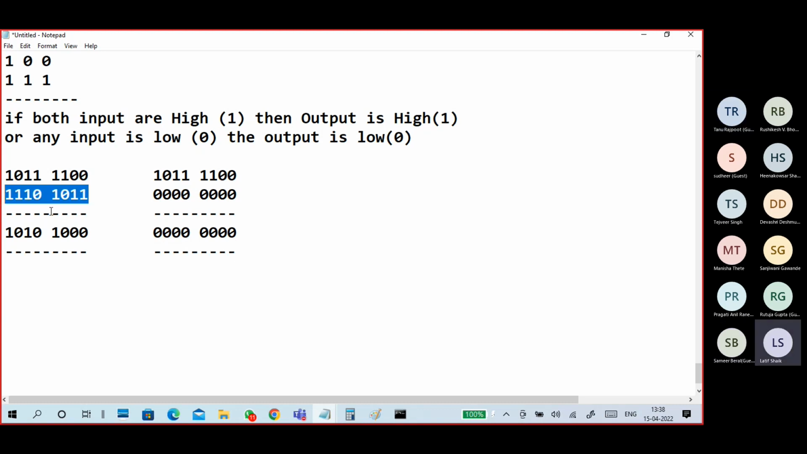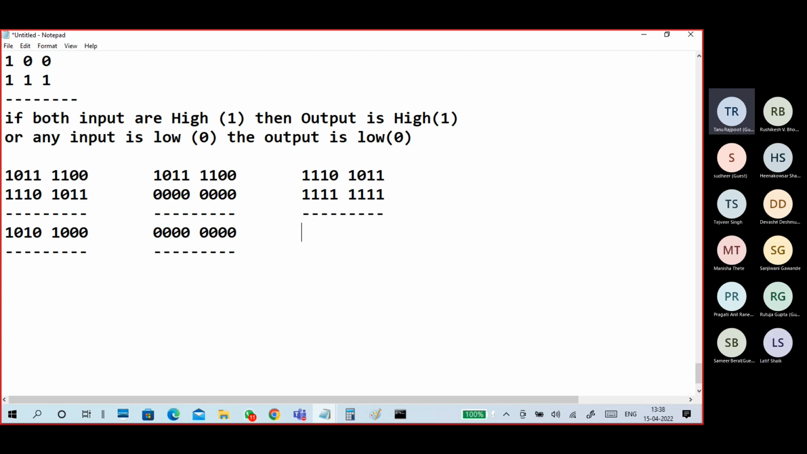Next, I will take this example. If all bits of the second input are ones, what happens? It repeats the same as the first input.